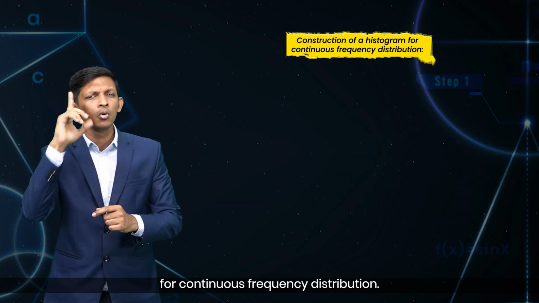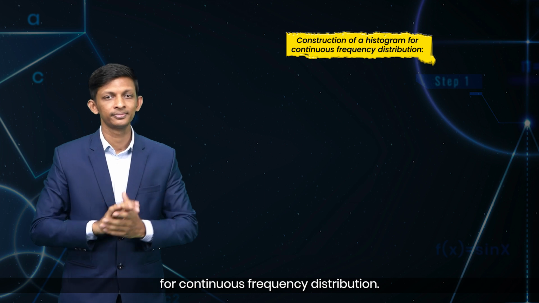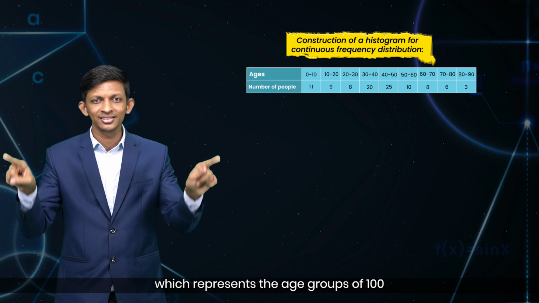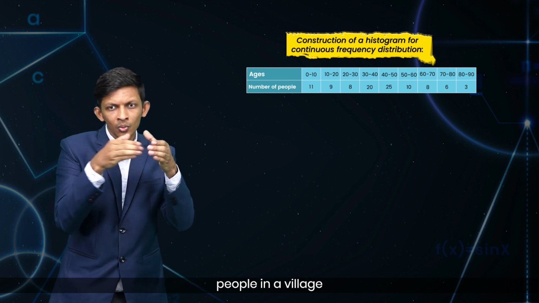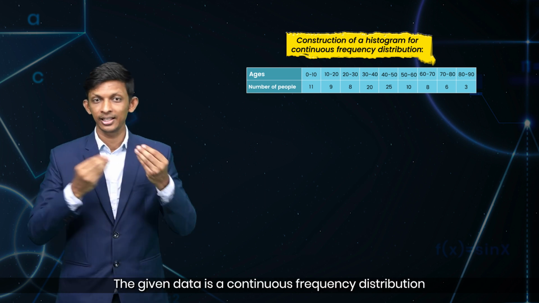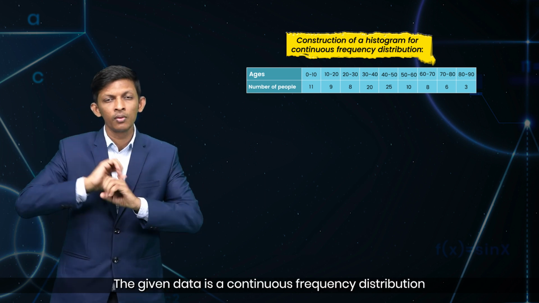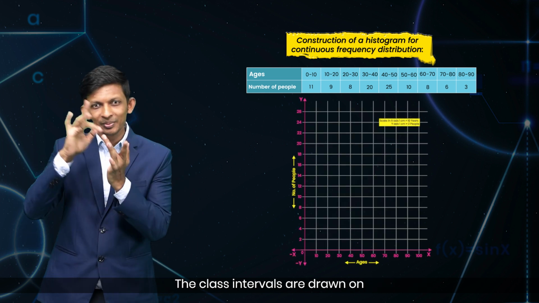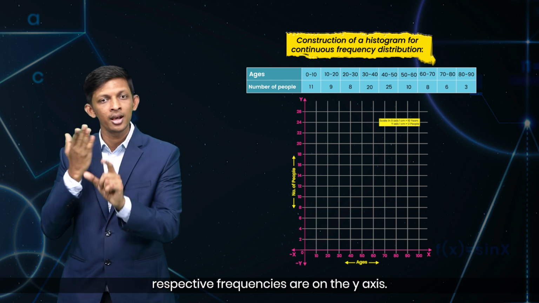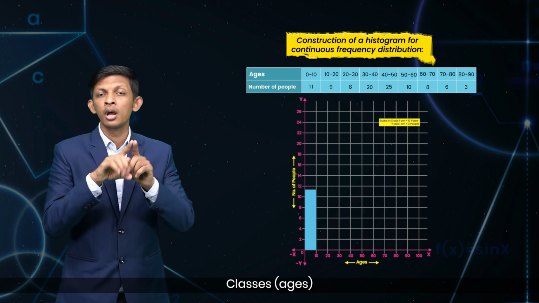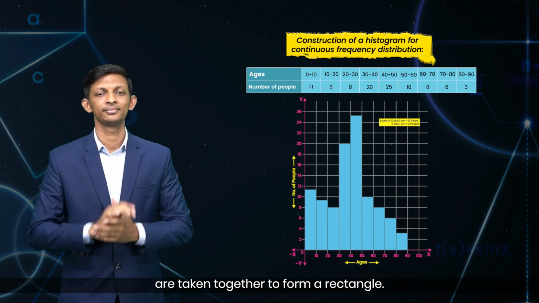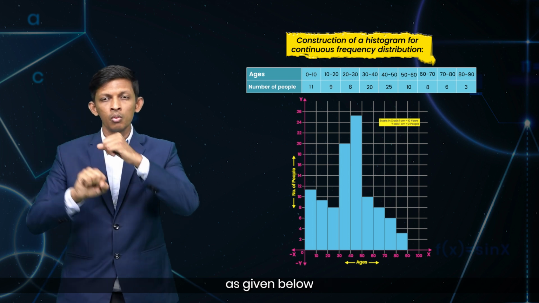Construction of a histogram for continuous frequency distribution. Example. Draw a histogram for the following table which represents the age groups of 100 people in a village. Solution. The given data is a continuous frequency distribution. The class intervals are drawn on the x-axis and their respective frequencies are on the y-axis. Classes are edges and their frequencies, that is the number of people, are taken together to form a rectangle. The histogram is constructed as given below.